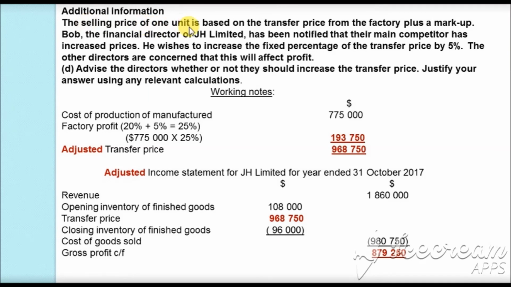The selling price of one unit is based on the transfer price from the factory plus a markup. Bob, the financial director of JH Limited, has been notified that their main competitors have increased prices. He wished to increase the fixed percentage of the transfer price by 5%. The other directors are concerned that this will affect the profit. In the bit D of the question, we are asked to advise the directors whether or not they should increase the transfer price, and we have to justify our answer with the relevant calculation.